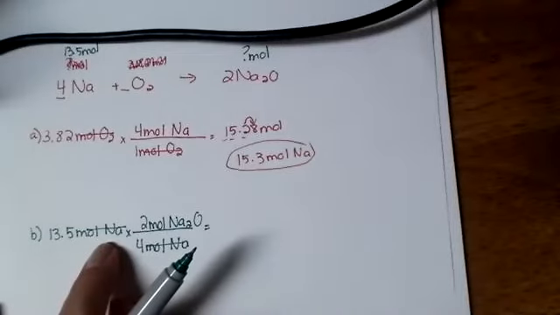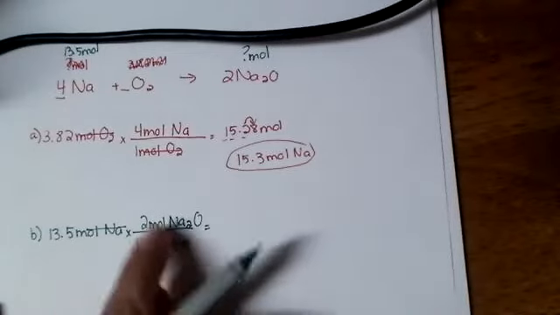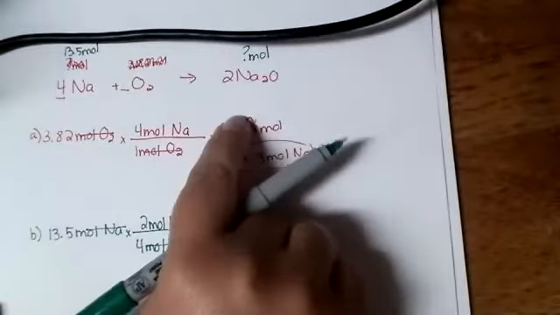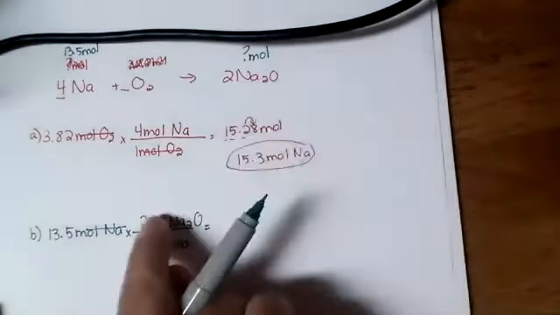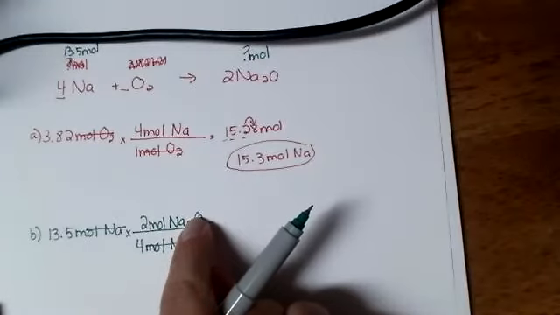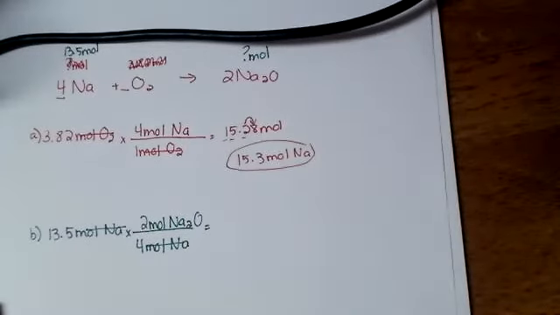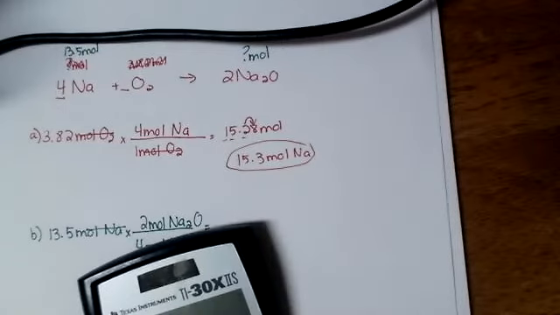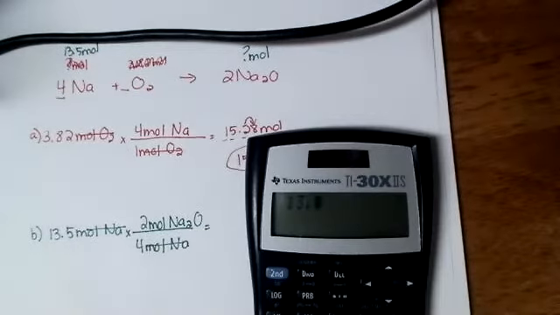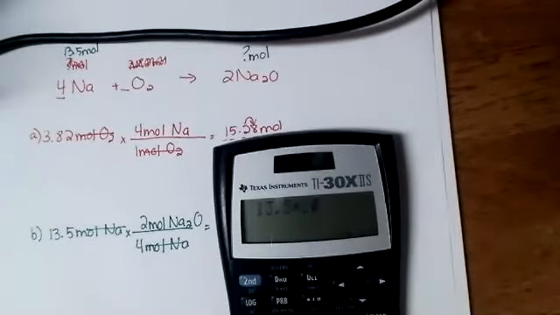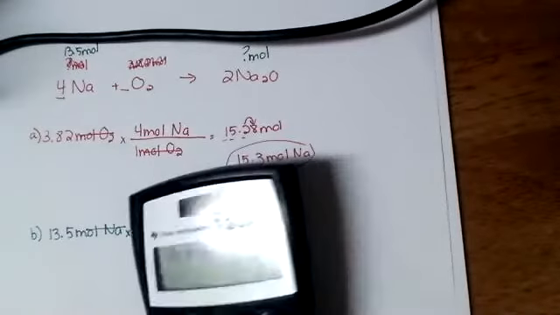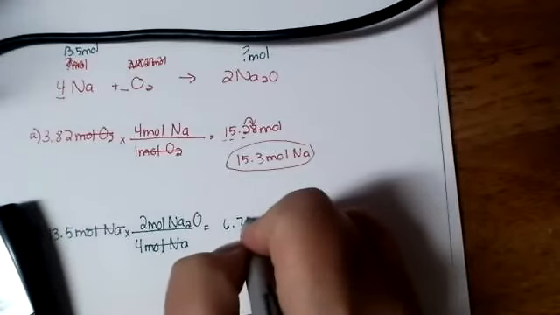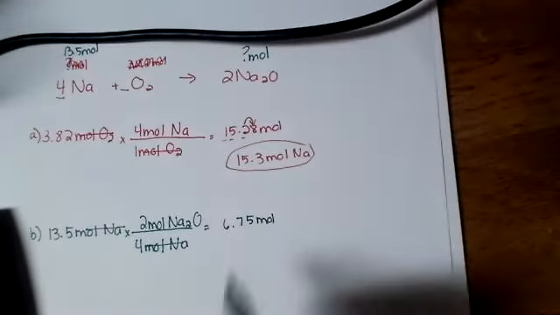Okay, so this is how I set mine up. I started with my given, 13.5 moles. I put in my mole to mole ratio between the given and the unknown. So my given was 4 moles of sodium, so that goes on the bottom. The unknown was 2 moles of sodium oxide, so that goes on top. And so now I just plug and chug through my calculator. So I'm going to say 13.5 times 2, and I get 27. And then I'm going to divide that by 4, and I get 6.75 moles. All right, am I done?